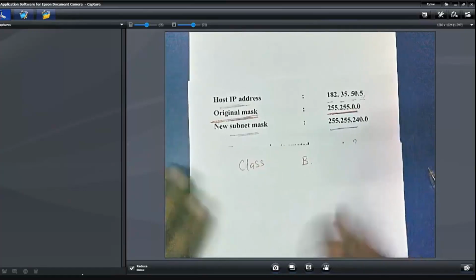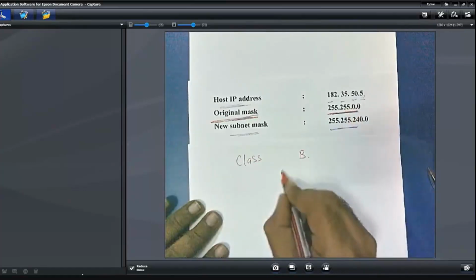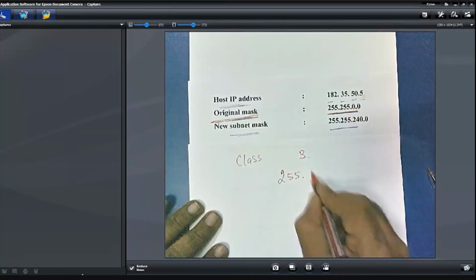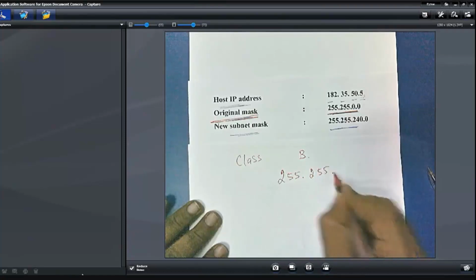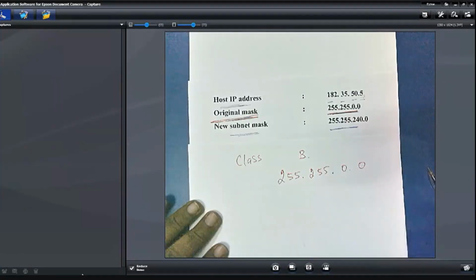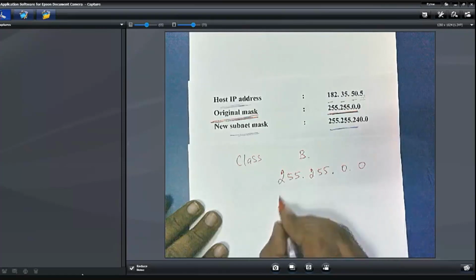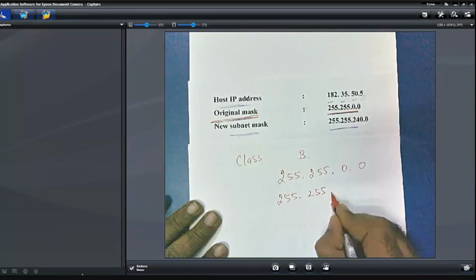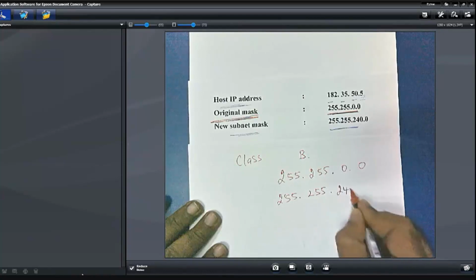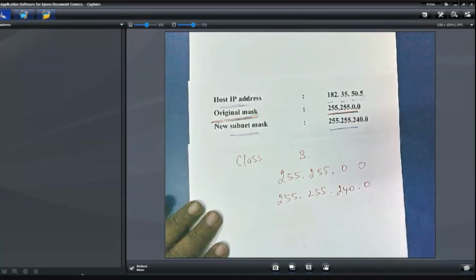New subnet mask. Okay, what is the original subnet mask? Original subnet mask is 255.255.0.0. This is the original subnet mask. New subnet mask is 255.240.0.0. This is the new subnet mask.